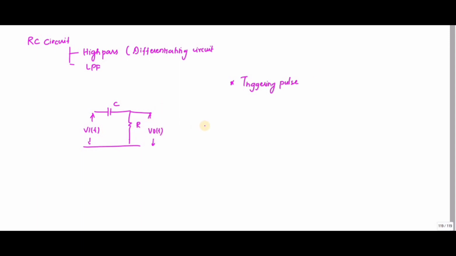So here I can write what V naught is. V naught of t is equal to R into VA of t divided by R plus 1 divided by SC, because of applying the voltage divider rule. So what is V naught of t divided by VA of t? It is equal to RSC divided by RSC plus 1.